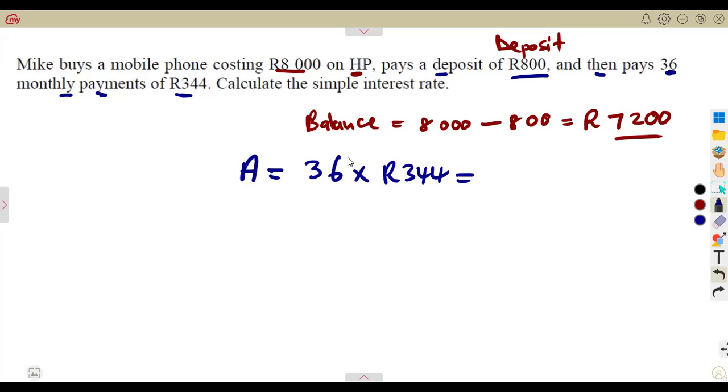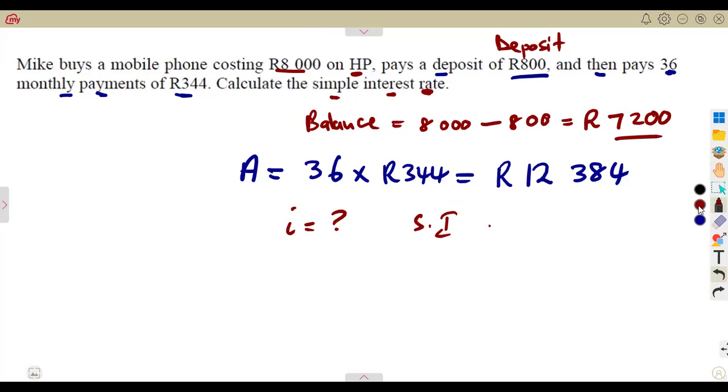So how much is he going to pay at the end? He's going to pay 12,384. Already the interest is in this amount. Remember, this is the accumulated amount with interest. So the question was now to calculate the simple interest rate, meaning to say calculate I in that case. Remember, this is simple interest that you're supposed to consider.